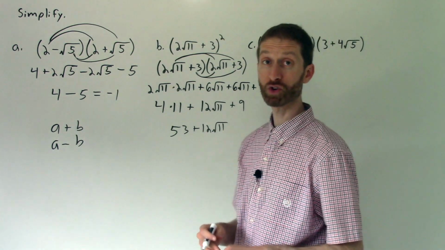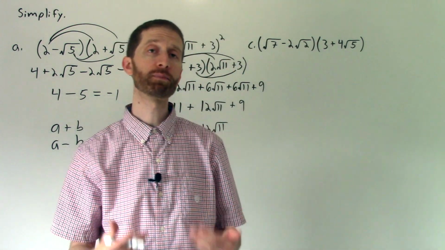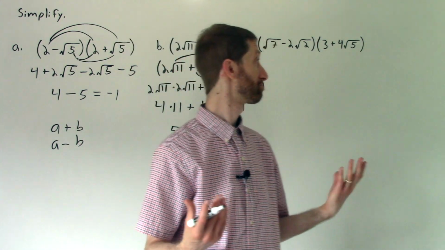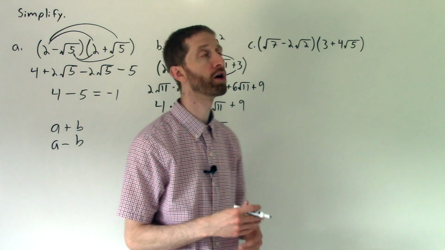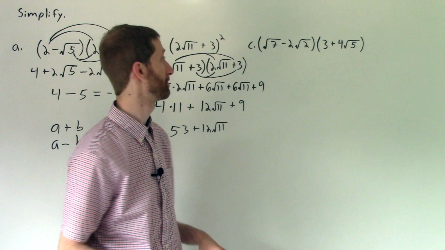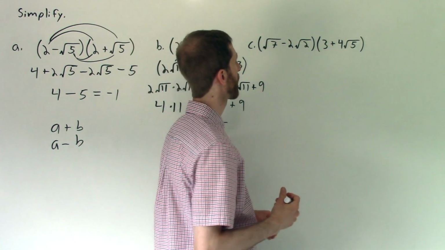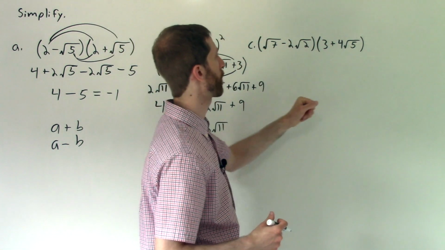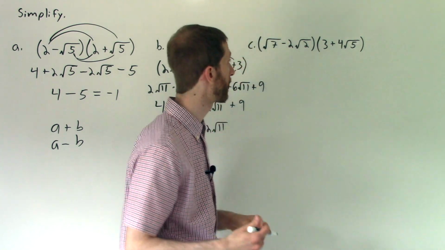Nice. So moral of the story, FOIL. Simplify, combine like terms. It's not bad. It's like you're combining all of your skills of radicals all into one. We'll do one more and then we'll call it a video. All right. So in this one, I've got the square root of 7 minus 2 root 2, that quantity, times 3 plus 4 root 5.